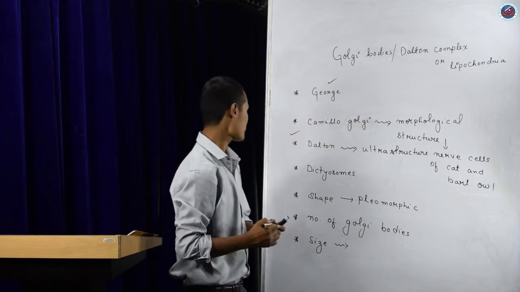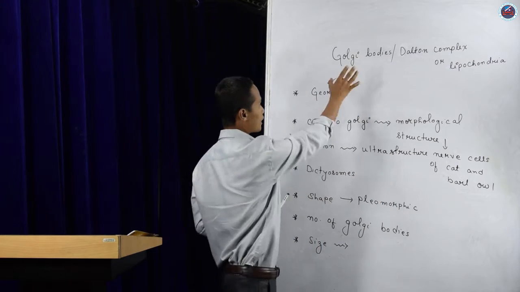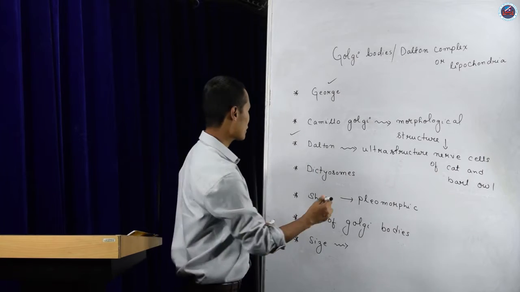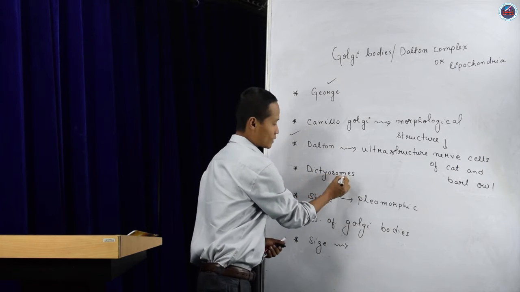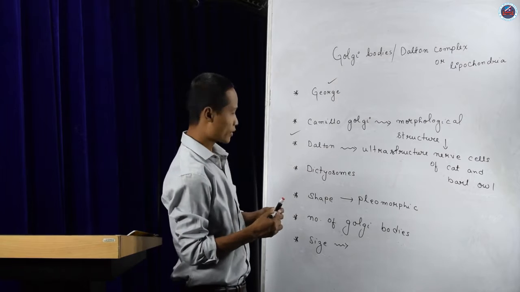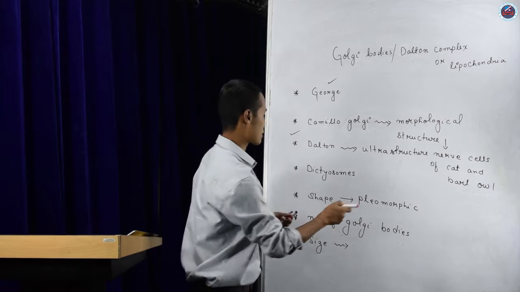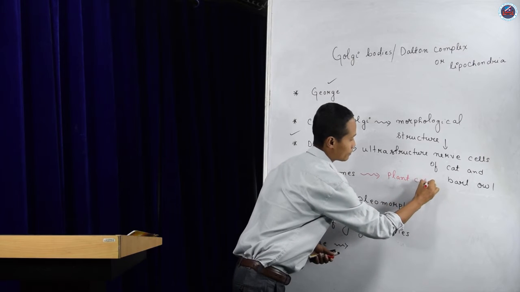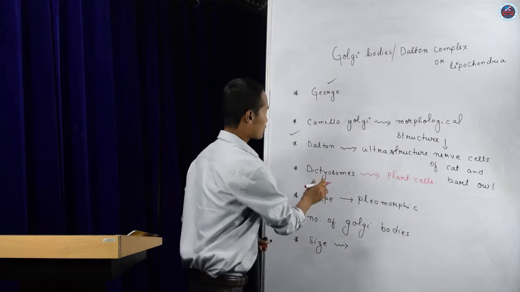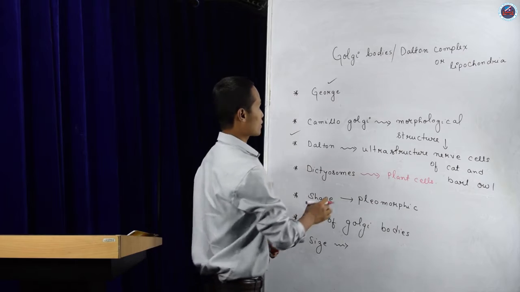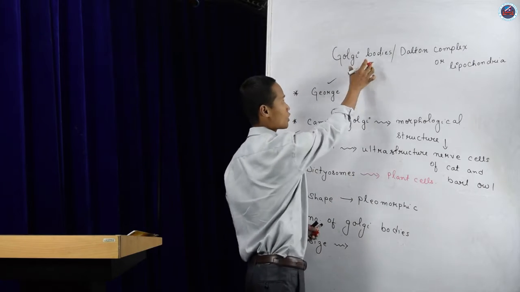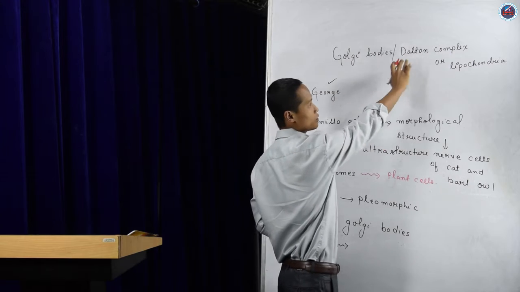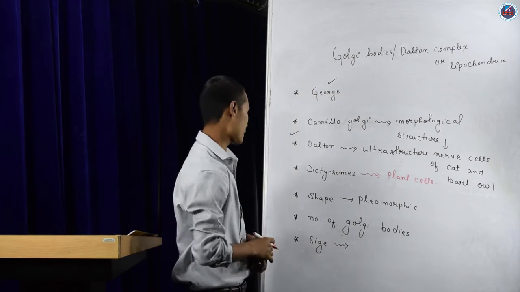Golgi body. Now the Golgi body is also known as dictyosomes. This term is used specifically for plant cells, but dictyosomes is also known as Golgi body only. But for animal cells, we use Golgi body, Dalton complexes, or lipochondria.